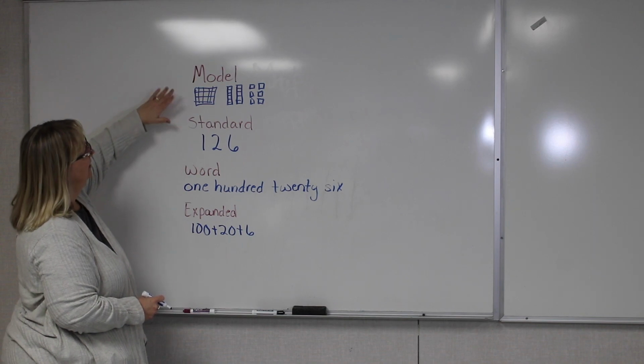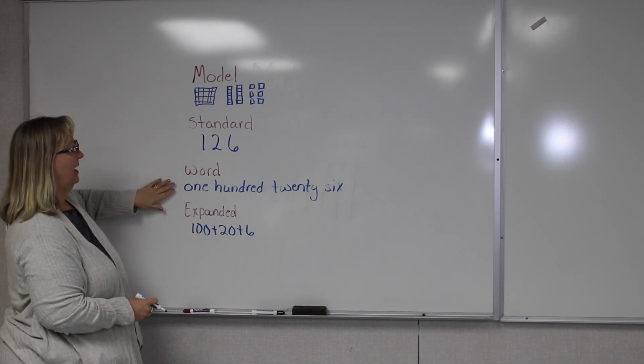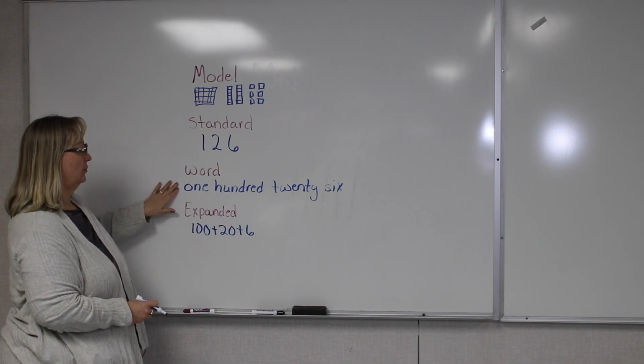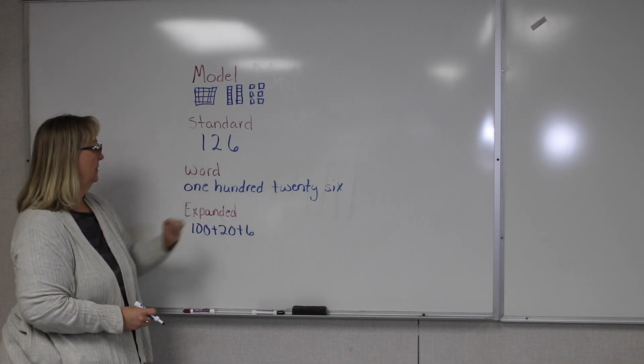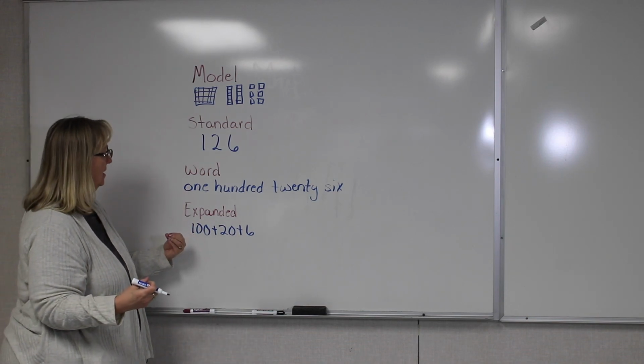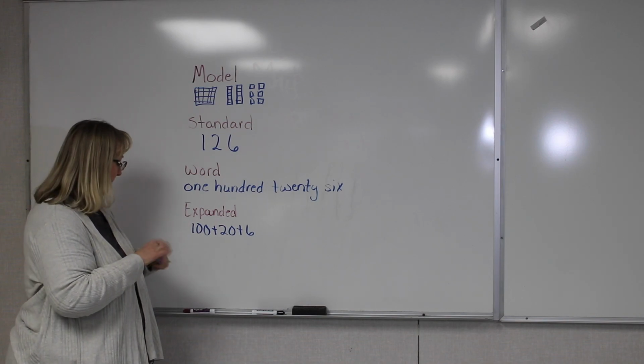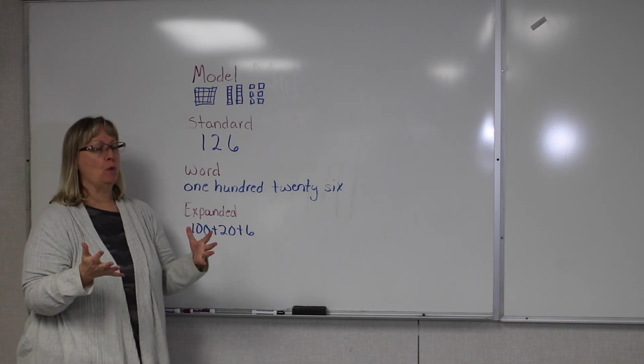So to review, we have our model where we use our base 10 blocks, and we can just draw them. Then we have our standard, the regular way we write our numbers. Then we have our word form, where we write it out using words. And then our expanded form, where we stretch that number. So I like to use some mapping or my hands to kind of show me how to do that.